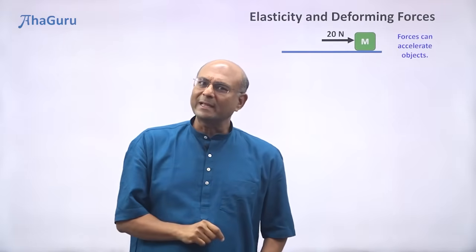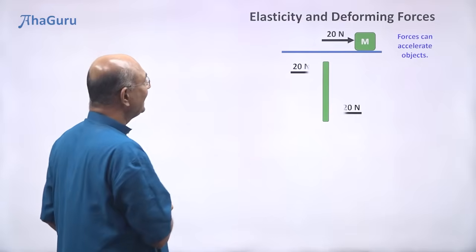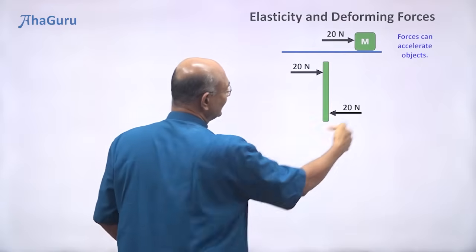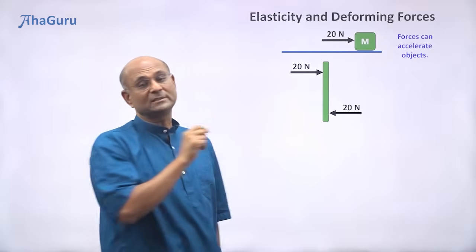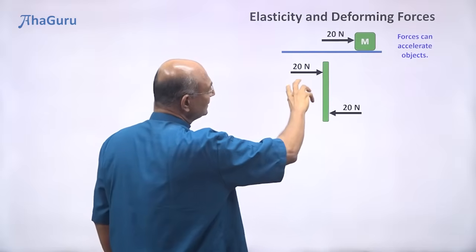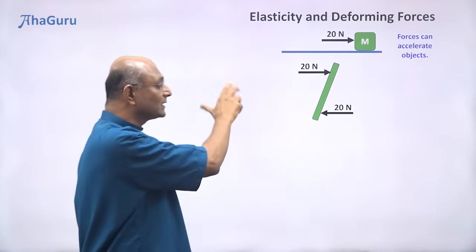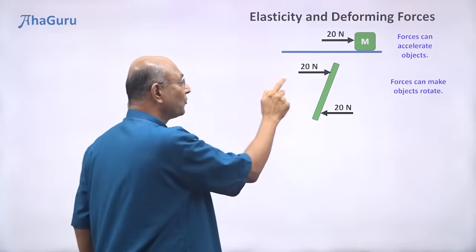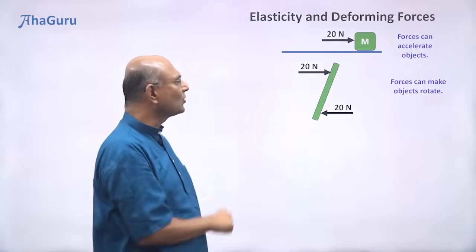But is that the only thing that they can do? No. If you look at this rigid rod and I exert a 20 newton force like this and a 20 newton force like that, well, the net force is zero, but these two forces produce a torque and therefore this rod is going to turn like this. So forces can make objects rotate. We know this also.